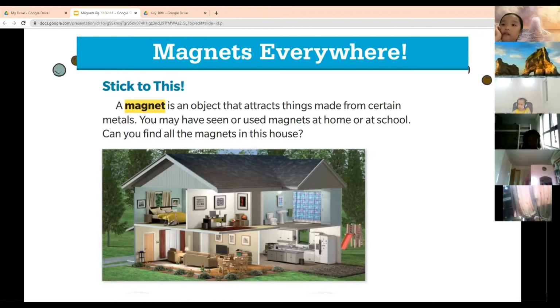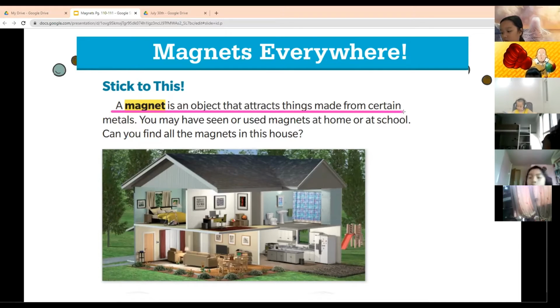I would like you guys to get out a piece of paper and write down the definition of a magnet. So can everyone get a piece of paper and write down our vocab word, magnet. This is our first vocab word of our lesson. A magnet is an object that attracts things made from certain metals.